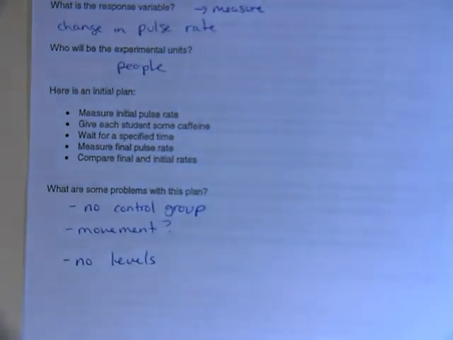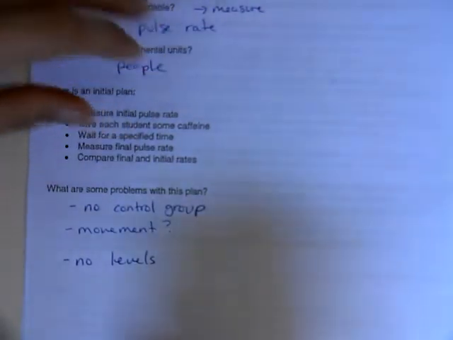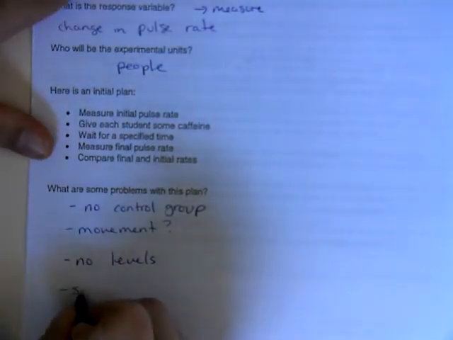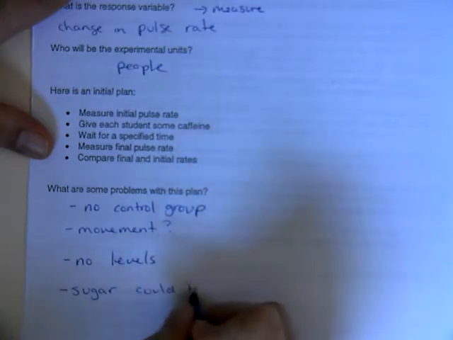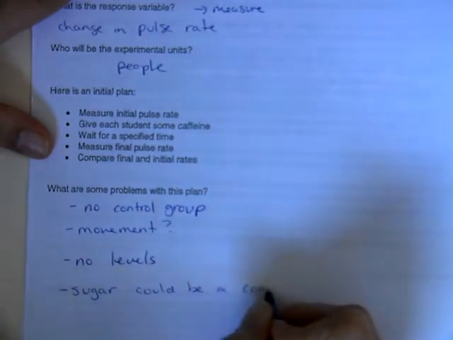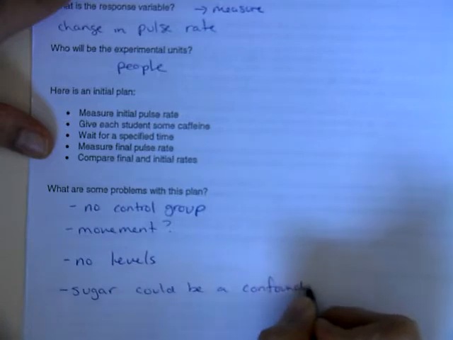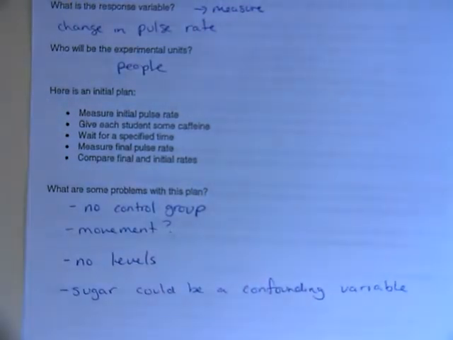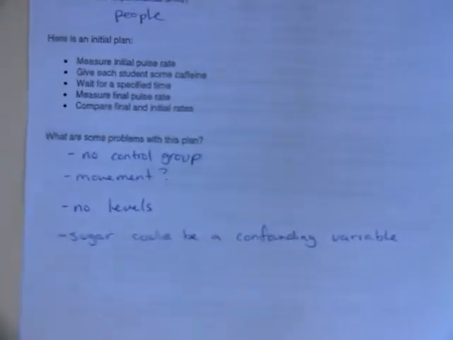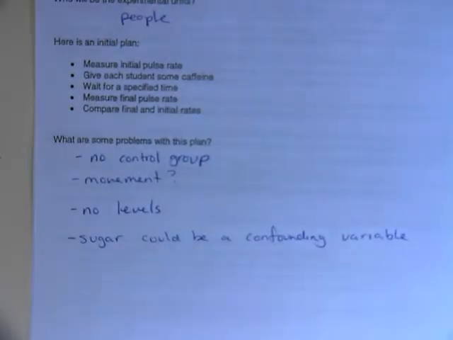Also, you need to be careful, because usually with caffeine we end up having some sort of sugar. So sugar could be a confounding variable here, depending on what kind of caffeine I'm giving my subjects. So there's a couple of problems. Let's go through more specifically how we could create a better plan.